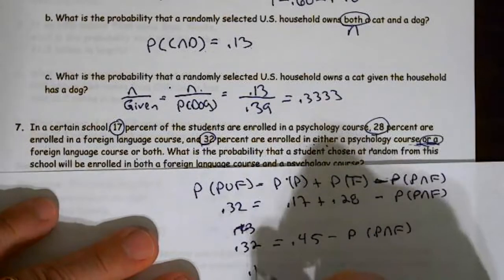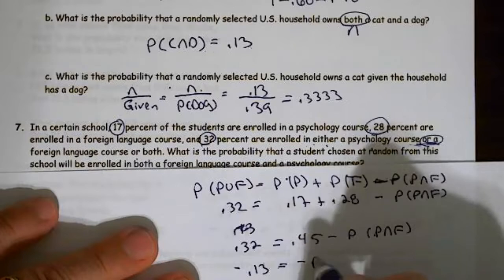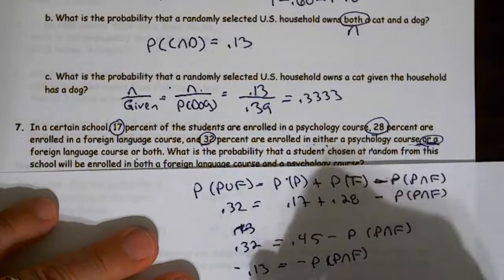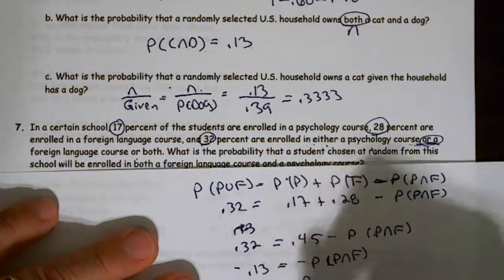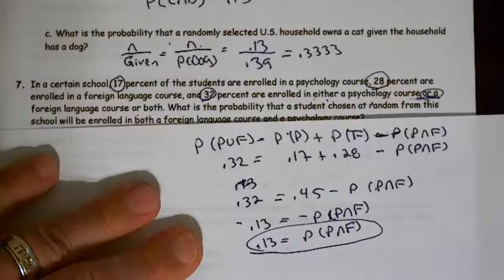Subtract, I get negative 0.13 equals negative the probability of psych and foreign language. So 0.13 equals the probability of psych and foreign language. And that's my answer. And I apologize for messing you all up on that.